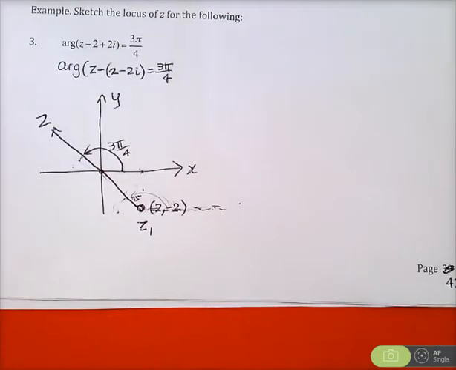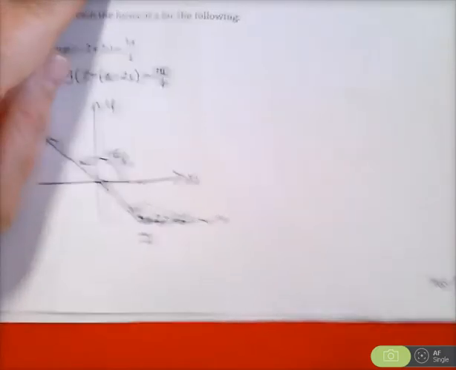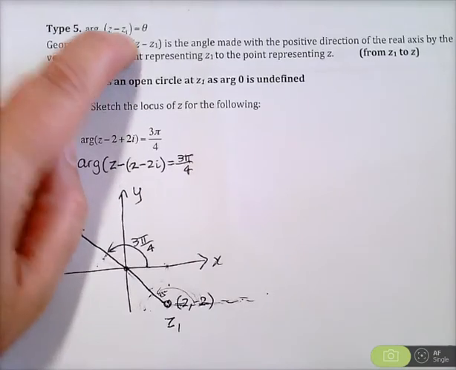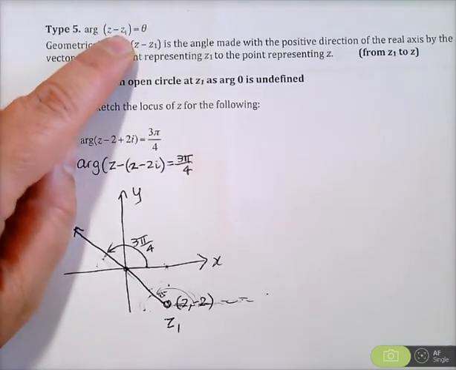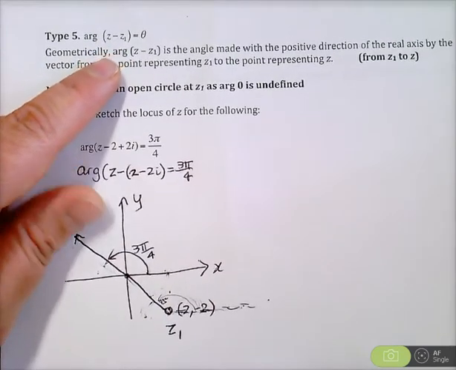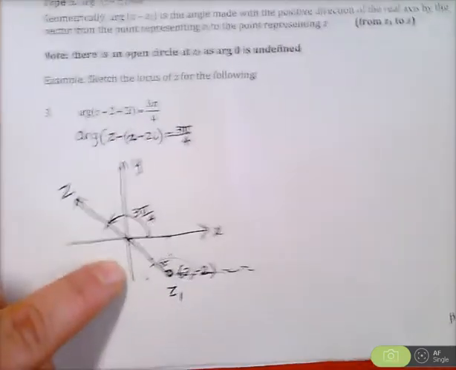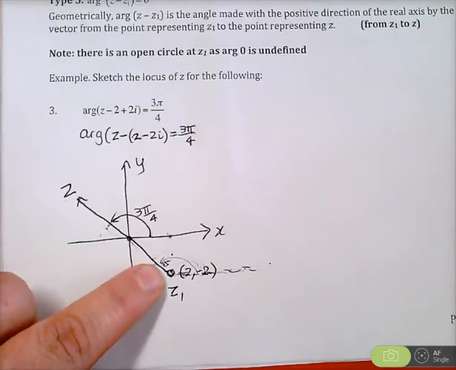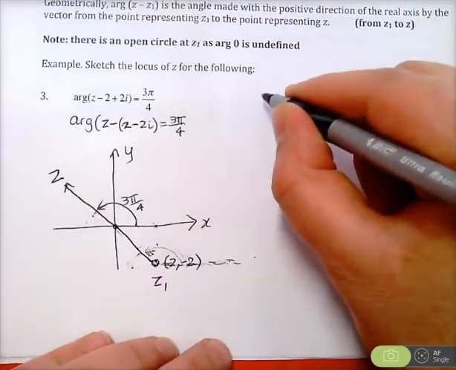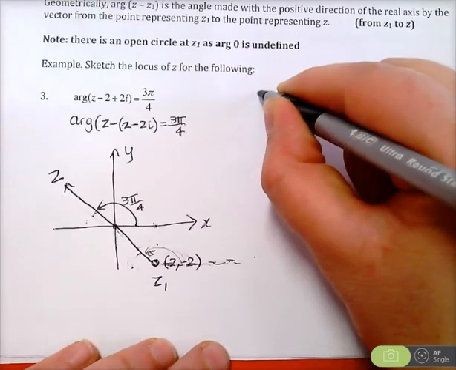Like with your circles, modulus of Z minus Z1 equals the radius. The center of the circle was at Z1. So with all these types, you start at Z1. You've got to locate the point Z1. When we did modulus of Z minus Z1 is the radius, the center of our circle was Z1. Now this is the beginning of our vector at Z1. Okay? So now I'm just going to write a few notes here.